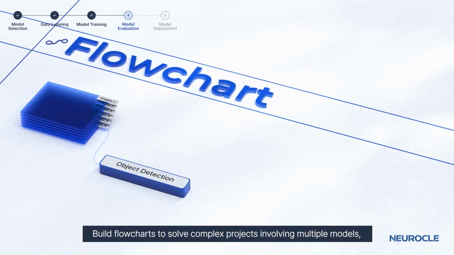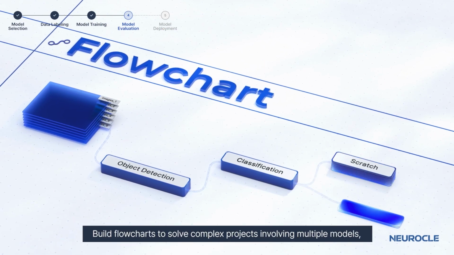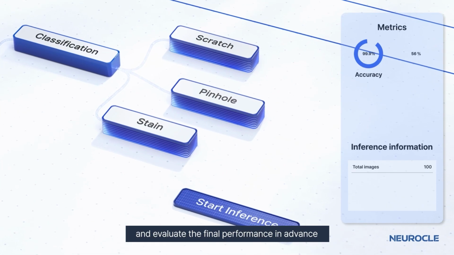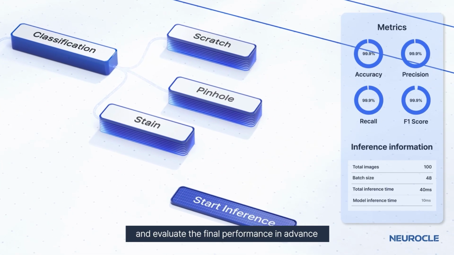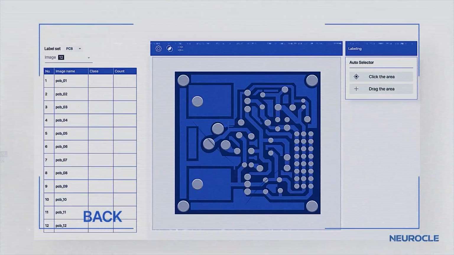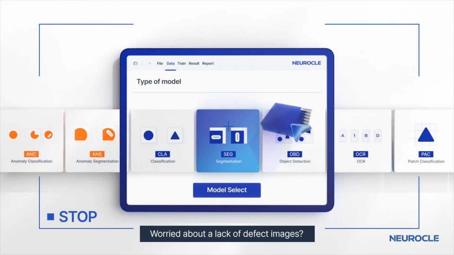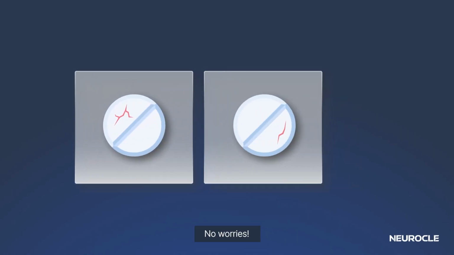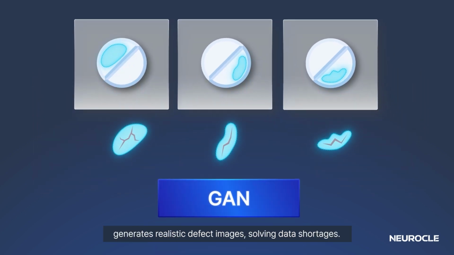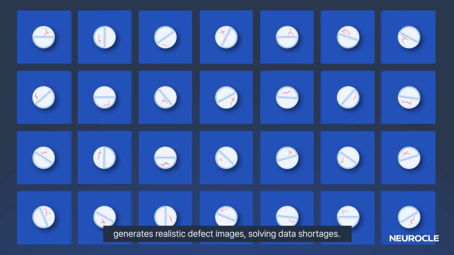Build flowcharts to solve complex projects involving multiple models, and evaluate the final performance in advance to achieve desired results faster. Worried about a lack of defect images? No worries. Our generative AI GAN model generates realistic defect images, solving data shortages.